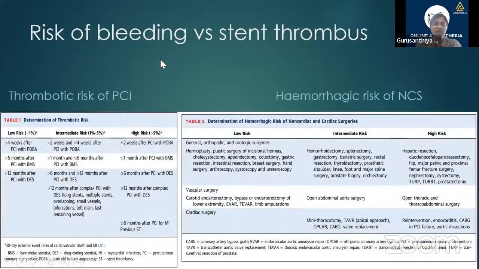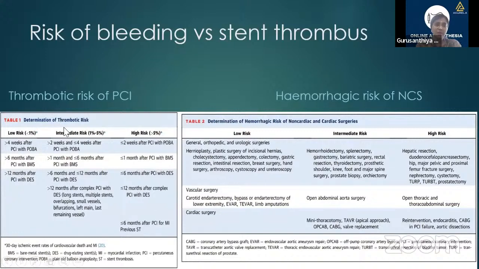So in case of a patient with a coronary stent, may it be a bare metal stent or a drug-eluting stent, the continuation of antiplatelets depends upon the thrombotic risk of the percutaneous coronary intervention and the hemorrhagic risk of the non-cardiac surgery. The thrombotic risk for PCI is low if it is more than 4 weeks for balloon angioplasty, more than 6 months for bare metal stenting, and more than 12 months for drug-eluting stenting.